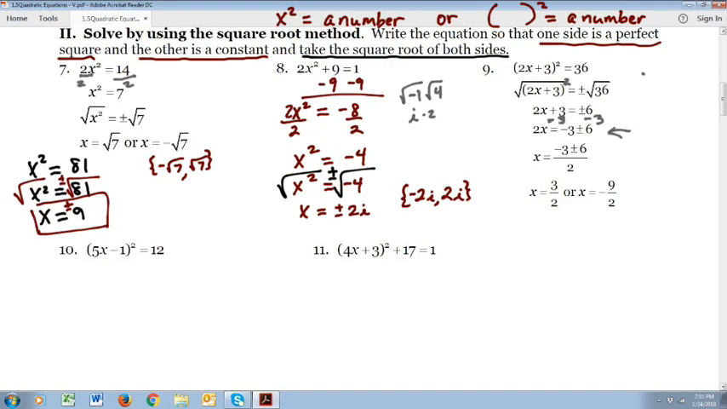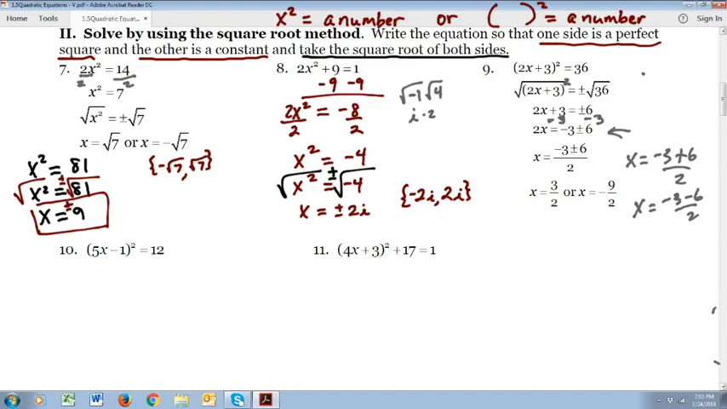So keep in mind, basically you have x equals -3 plus 6 over 2, which is 3 over 2. That's our first answer. And the other answer is x equals -3 minus 6 over 2, and that's where I got the -9/2.